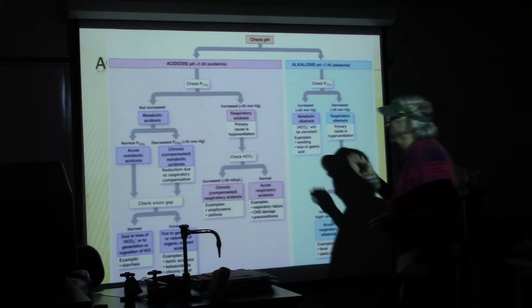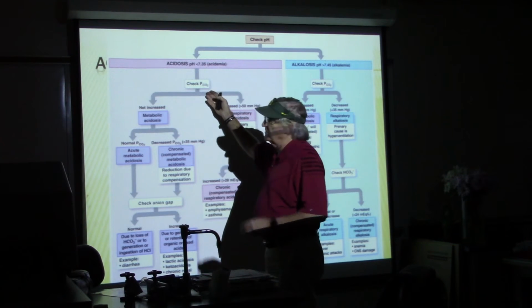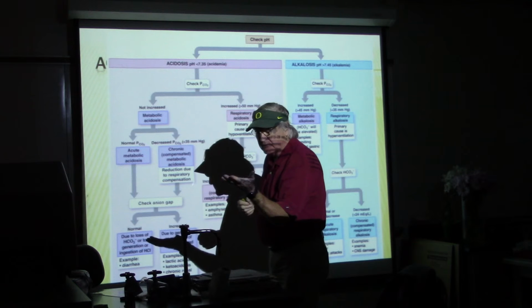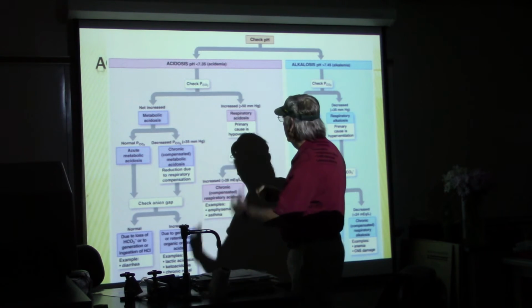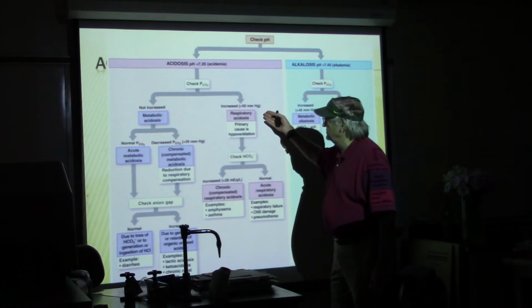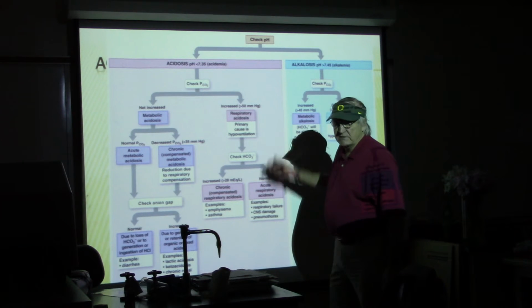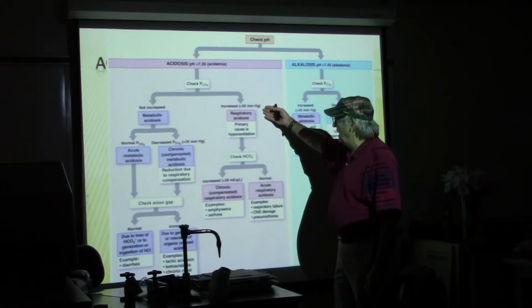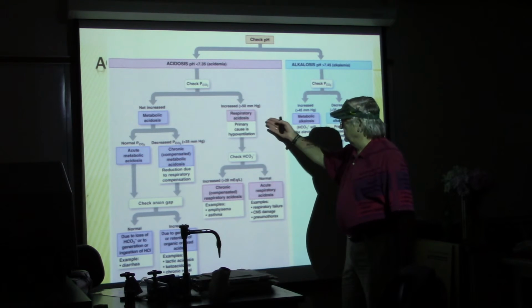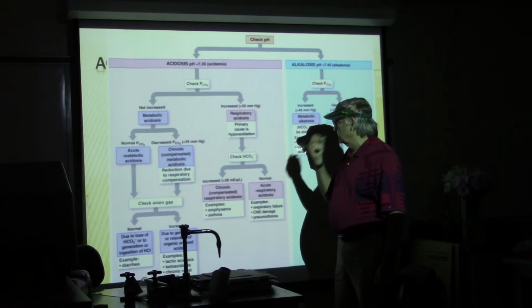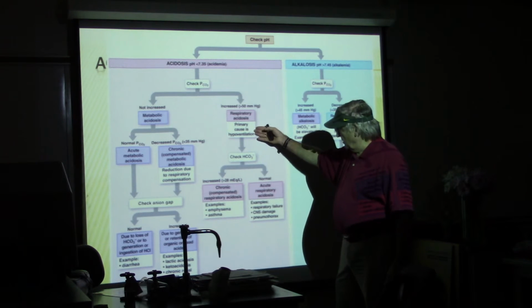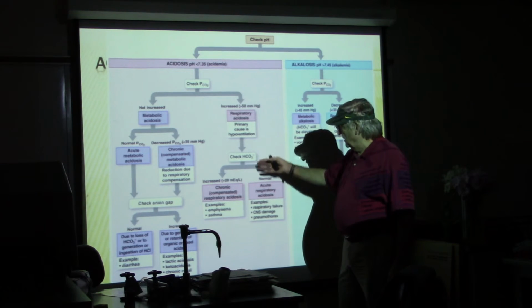Because if you know they're acidotic, then what you've got to determine is whether it's a respiratory acidosis or a metabolic acidosis. The way you tell that is by their PCO2. So you check their PCO2. If their PCO2 is high, then that's the reason they're acidotic. They have a respiratory acidosis. The most common cause we've talked about several times is hypoventilation.